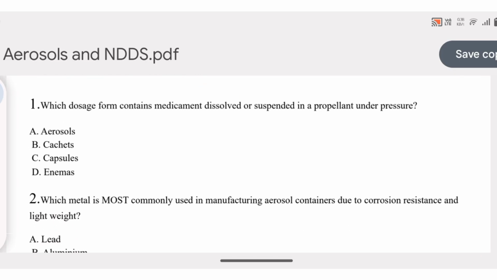First question: which dosage form contains medicament dissolved or suspended in a propellant under pressure? The answer is very simple, which is aerosol, because aerosols are the pressurized dosage form in which the solid or liquid APIs are suspended in the propellant. So the right answer will be A.